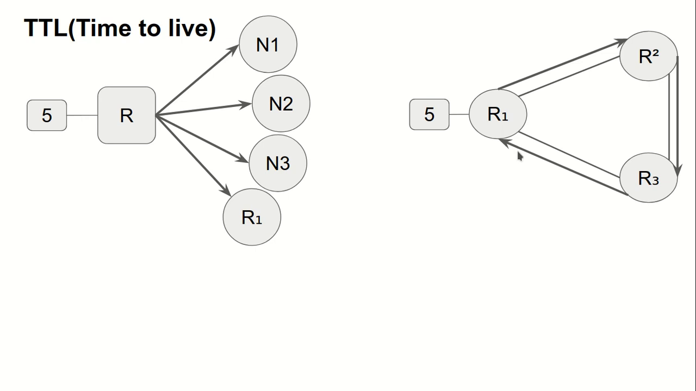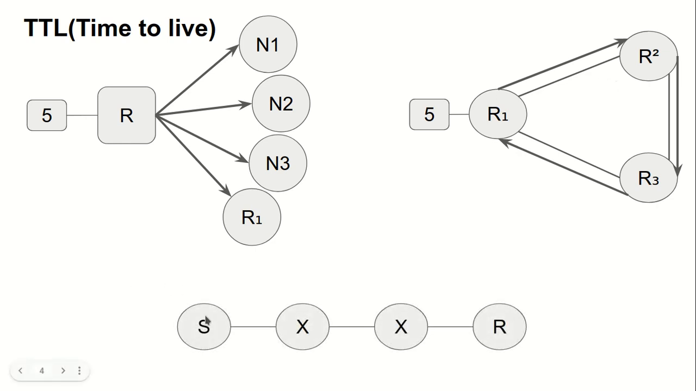Now let's take an example of TTL to show you what it will do and how it can stop this loop. Here you can see that there is a sender, and it is trying to send a message to the receiver.